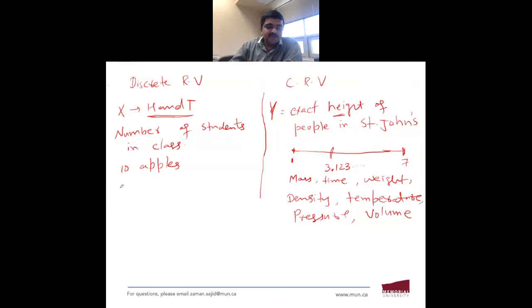Another example for the discrete random variable could be the number of people, let's say, born tomorrow. Okay. We can count them. So this will be the discrete random variable. Now, depending upon whether we have the discrete random variable or the continuous random variable, we have some specific definitions for probability distribution.